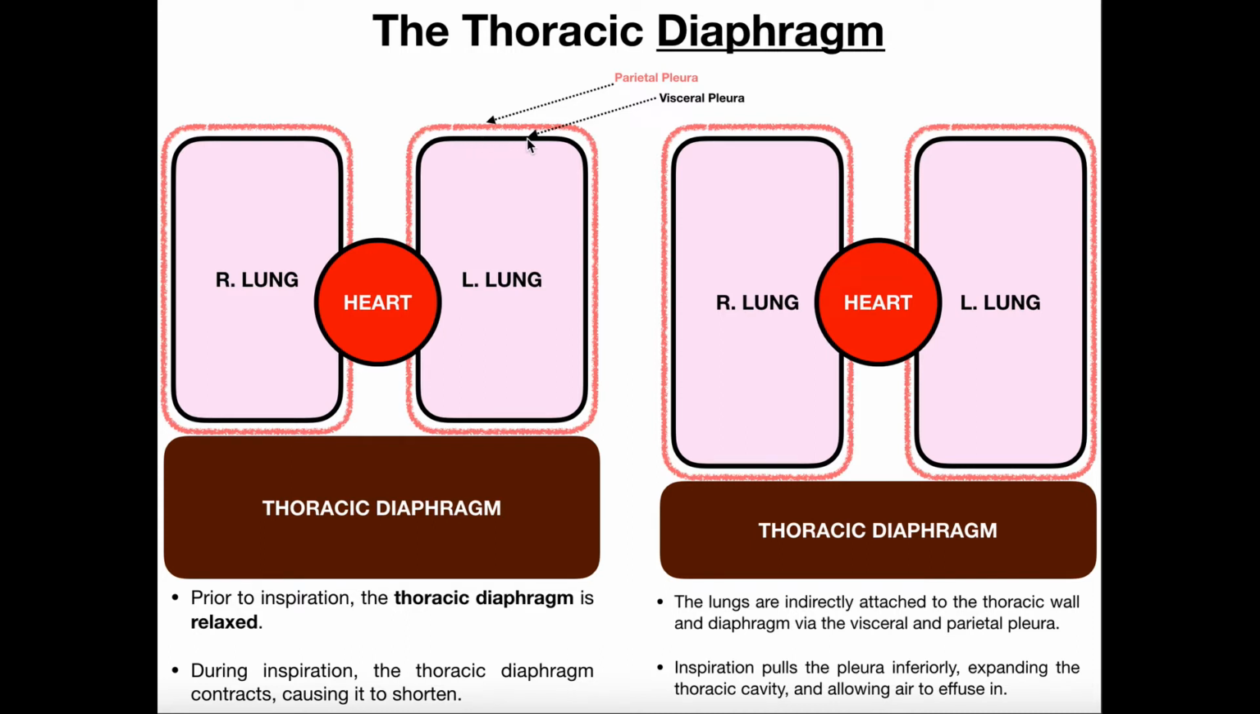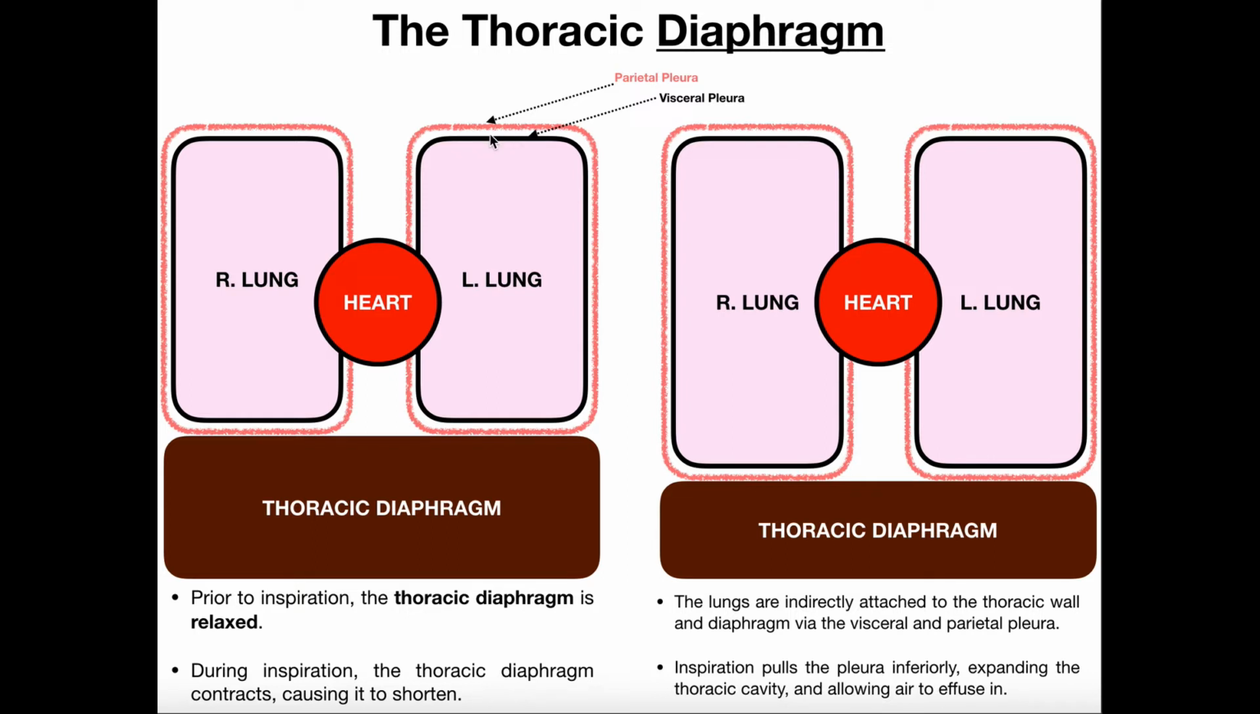Remember, the pleural membrane on the surface of the lung itself is the visceral pleura, and then there's a superficial parietal pleura. And then just remember that there's a space between them, which we're not really going to talk about in this video, but it would be the pleural space or pleural cavity.